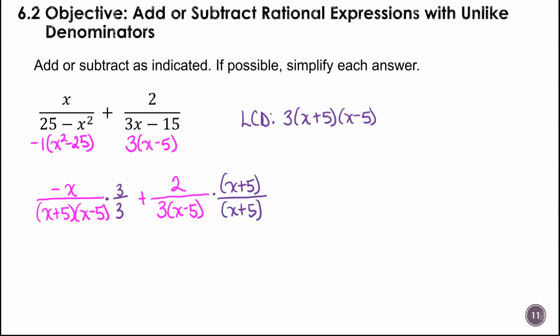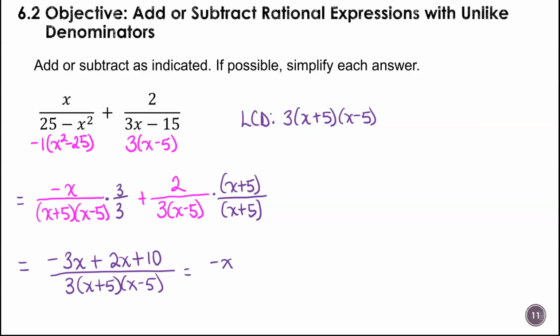Okay. So I'm going to multiply and simplify what's in the numerators. On the first one, I'm going to have a -3x, and then that's going to be plus 2x plus 10, and all over my common denominator. And then we really just have one more step. This one is not going to simplify any further. That's -x plus 10 over 3 times x plus 5 and x minus 5.